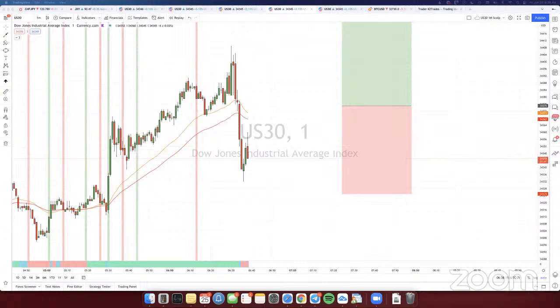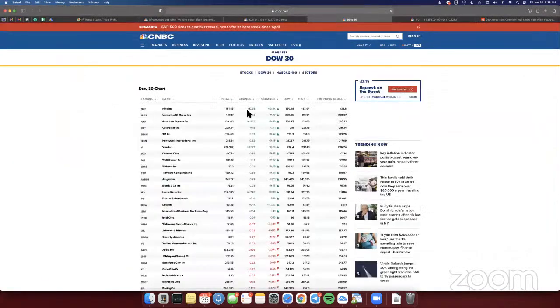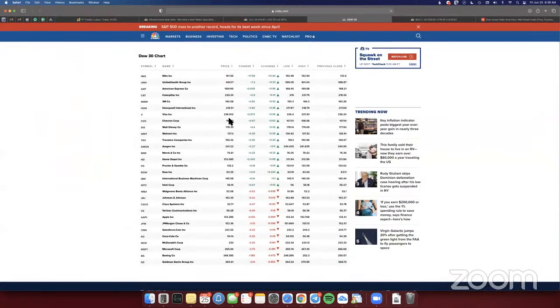But yeah, the market is super iffy right now. There's no entry available yet. The only thing that's really propping up US 30 right now is the Nike stock. It's up 18 points right now. Everything else is kind of just normal.